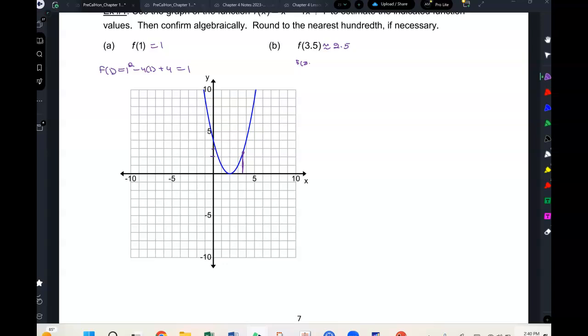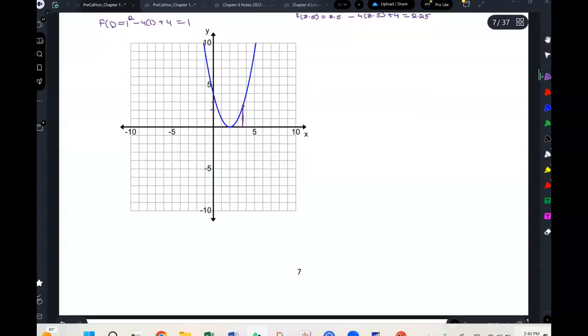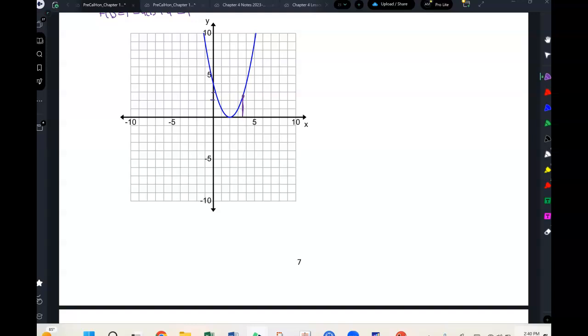So f of 3.5 will be 3.5 squared. What do you mean not complicated? Life is complicated. So you're going to use your calculator for this. And you actually get 2.25. So you see, by the graph, it's a pretty good estimate, and then this is 2.25. Okay? Obviously, integer values are more accurate.